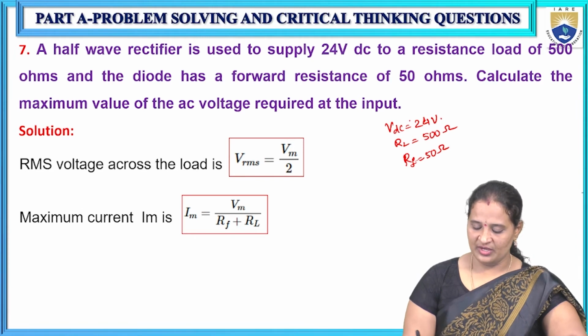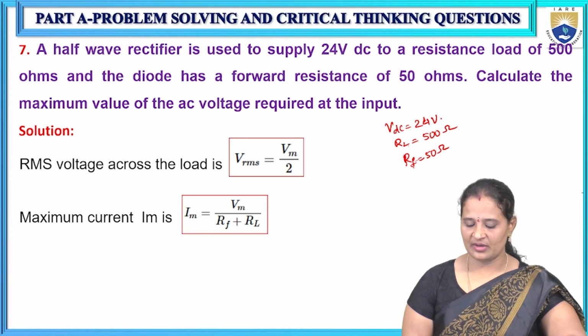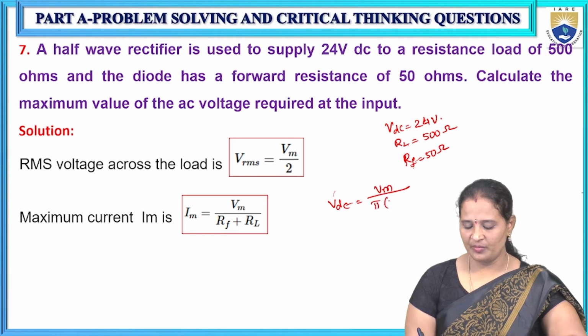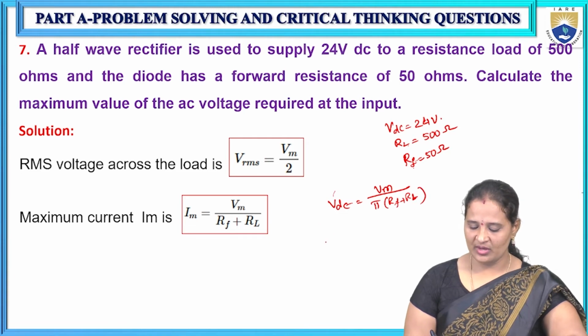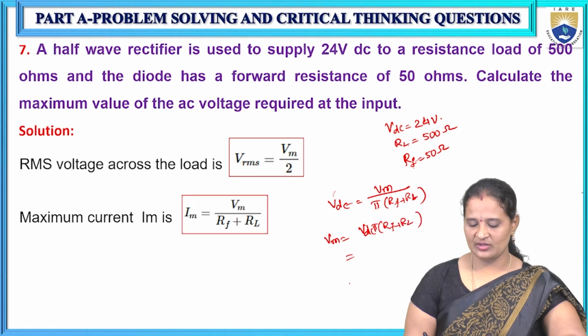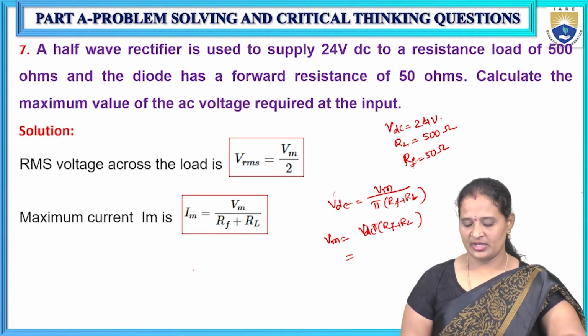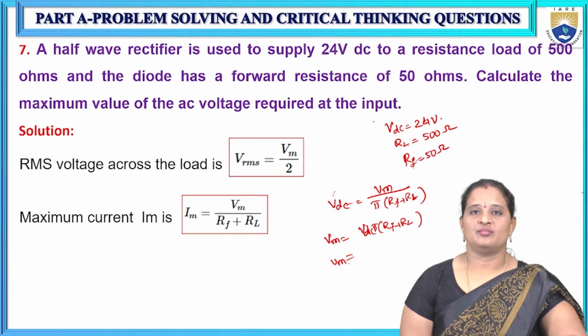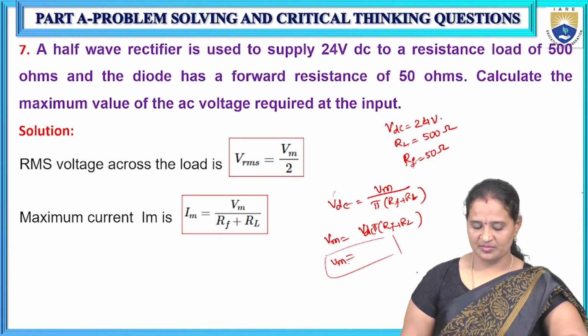So what is given? VDC is given, RL is given, RF is given. As this is a half wave rectifier, VDC is equal to Vm divided by pi into RF plus RL, right? So from this I can calculate the Vmax value. Vmax can be given by VDC into pi into RF plus RL. Just substitute all these values and you will be able to get the maximum value of AC voltage required at the input. So this is how you can get the maximum voltage.